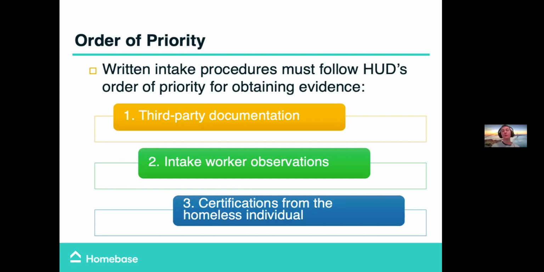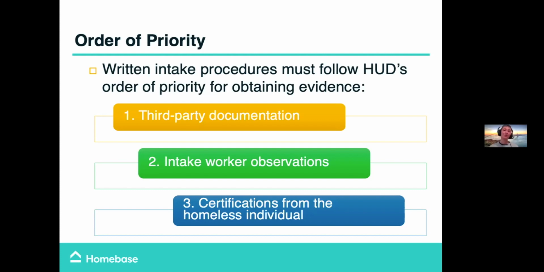But before you fall back to those less preferred forms of documentation, not only do you have to try to get third-party documentation, you have to record your attempts to get third-party documentation. You have to write down everything that you did in order to try to get that better preferred documentation and why it failed.